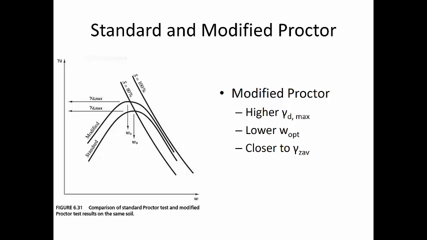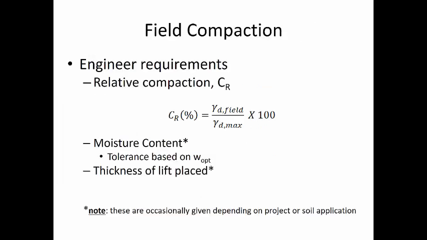That you would want a higher optimum moisture content if you want to prevent the water from flowing. Okay. All right, so that leads us to field compaction.